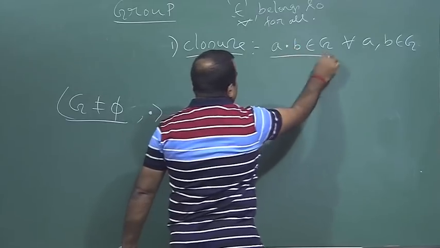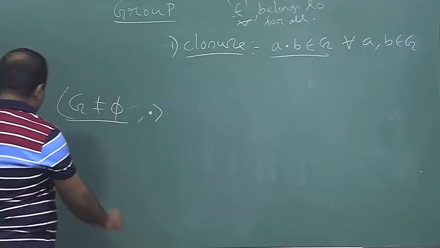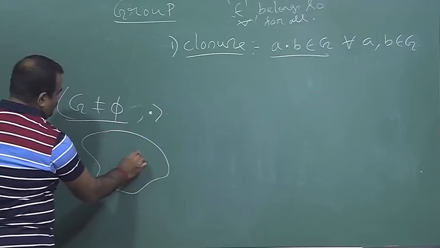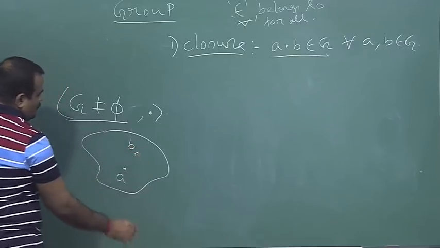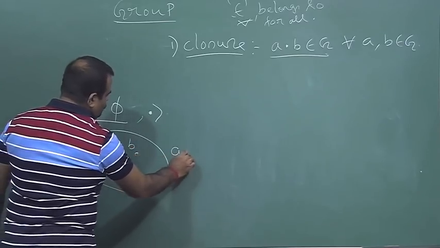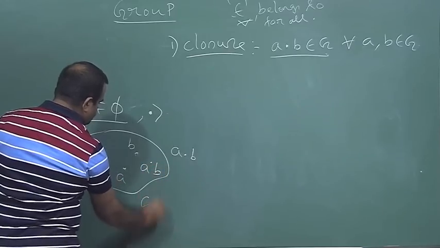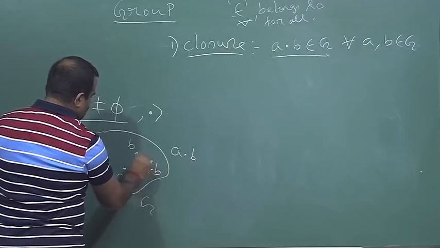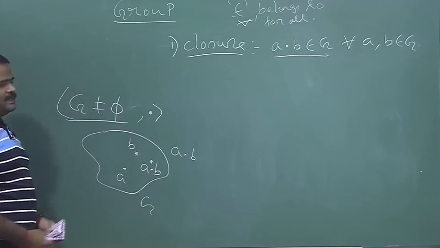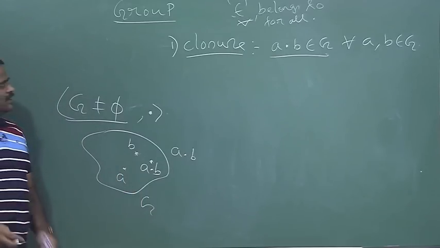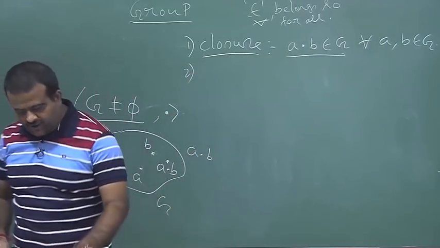So, if A star B, this is the closure property. That means we have this set, and if you take any elements A, B of this set, and operate A dot B, then it will again be an element in the set G. Okay. So, this is the closure property, and this must be true for every A, B. Okay, then the second property is associativity.